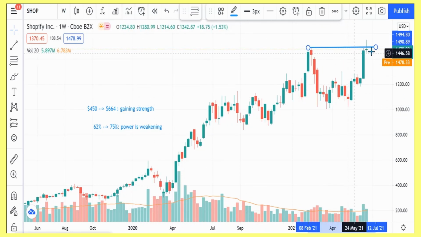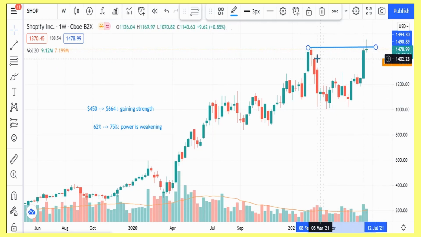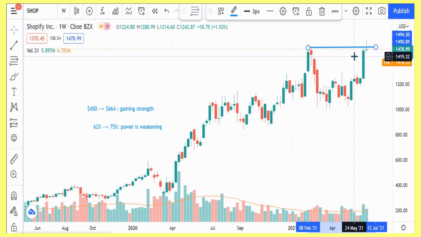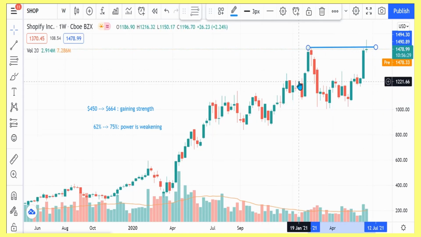So usually it will do a retracement here. Once you reach the top here, the previous price level, it may do a retracement. That's basically what the theory says. Now what we will do is look at the target price. Let's see what the target price can tell us.